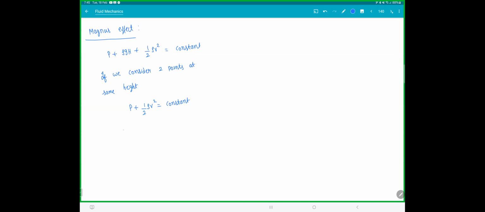So from here you can clearly see that if the speed is more, pressure is less. And to be more precise, pressure in the surrounding decreases.